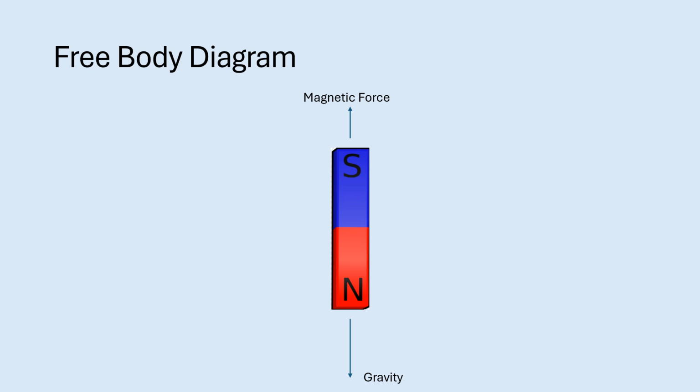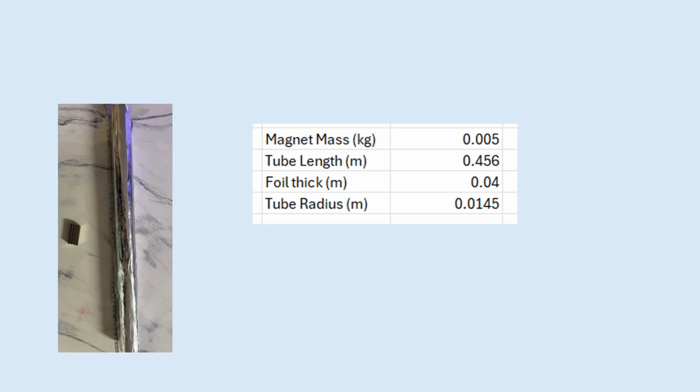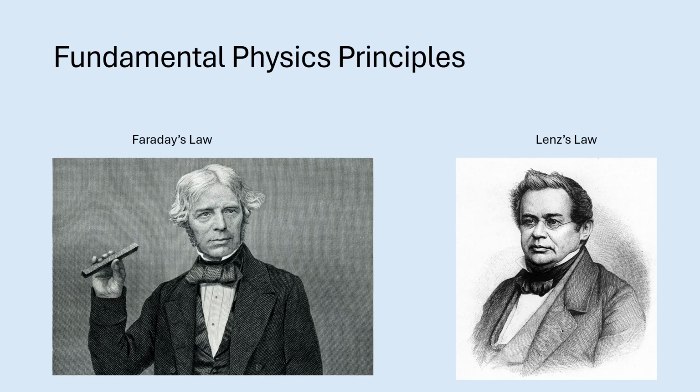This is a simple free body diagram for the magnet. This is the data used for the calculations, where we have the mass of the magnet and then the dimensions of the aluminum foil. The fundamental physics principles used in this lab were Faraday's law and Lenz's law.